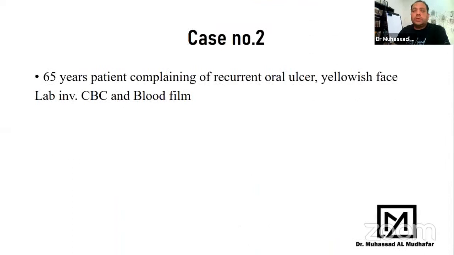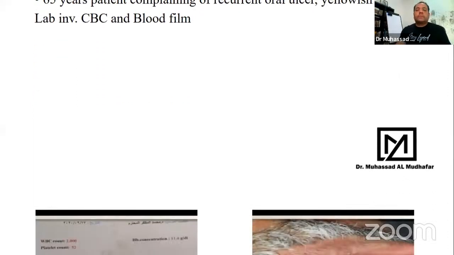Case number 2. A 65-year-old patient complaining of recurrent oral ulcer, just recurrent oral ulcer, with a yellowish face. Lab investigation: complete blood count and the blood film. I talk about the cornerstone in hematology, a simple lab investigation but important for each dentist. Each dentist sends the abnormal patient, the yellowish patient, the patient with oral ulcer, a patient with systemic disease, to complete the blood count and the blood film.